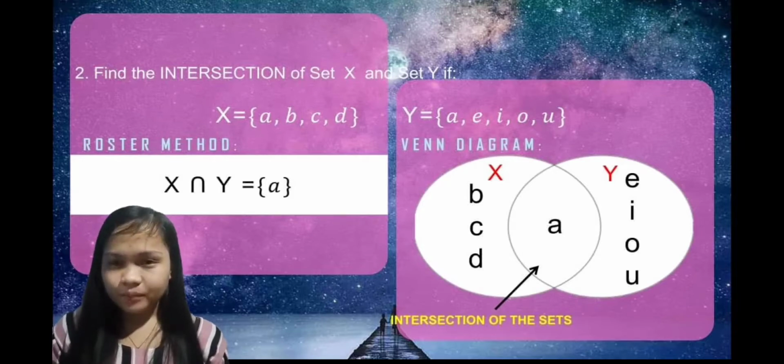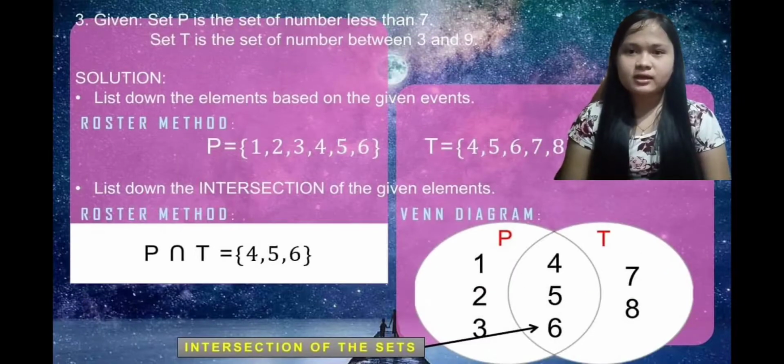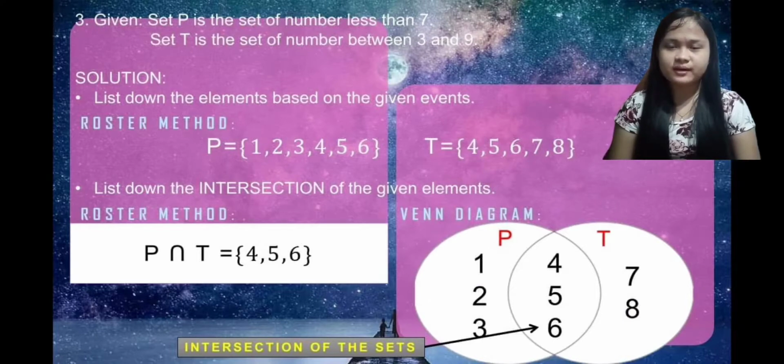Sa Venn diagram, set X contains B, C, and D, and set Y contains E, I, O, U, and the intersection of the sets is A. Next example, given set P is the set of numbers less than 7. Set T is the set of numbers between 3 and 9. Solution, list down the elements based on the given events. Ang set P, mga numbers na less than 7 ay 1, 2, 3, 4, 5, and 6. So, yung set P ay 1, 2, 3, 4, 5, and 6.